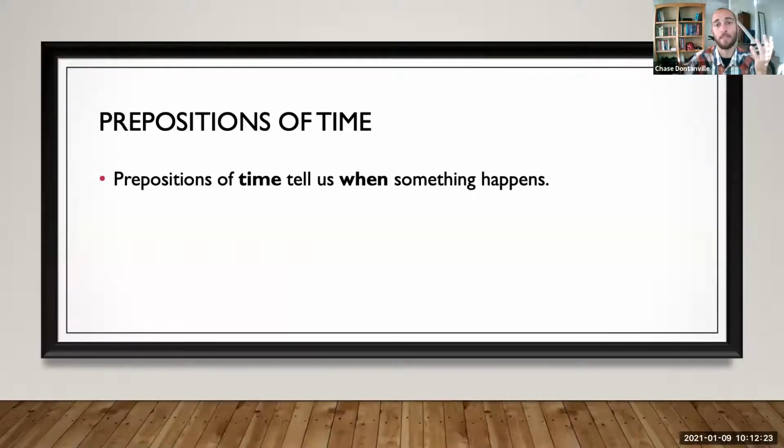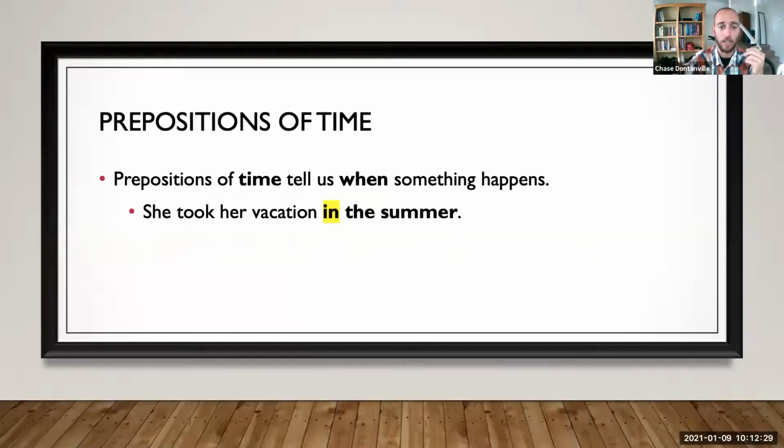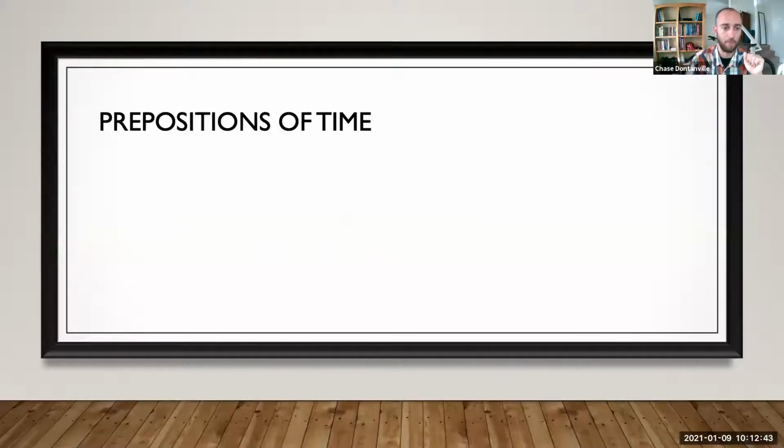So prepositions of time, obviously, tell us when something happens. So she took her vacation in the summer. So when? When did she take her vacation? In the summer. On Sunday, he slept late. So when did he sleep late? On Sunday.